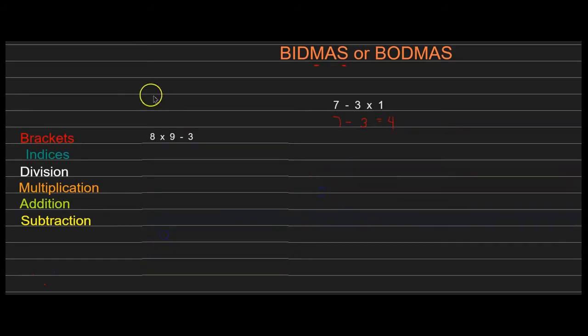The next example will be 8 times 9 minus 3. How are we going to go about this? You have multiplication here, and subtraction. Multiplication comes first, so we multiply 8 times 9, which is 72, and then just copy minus 3. So 72 minus 3 is equal to 69.